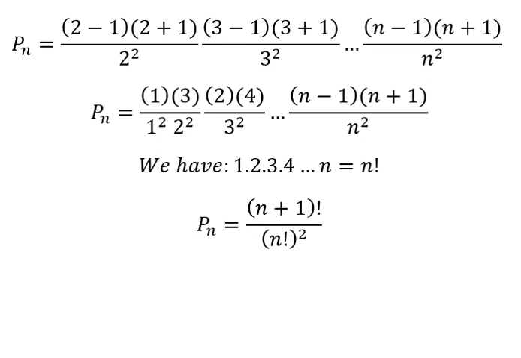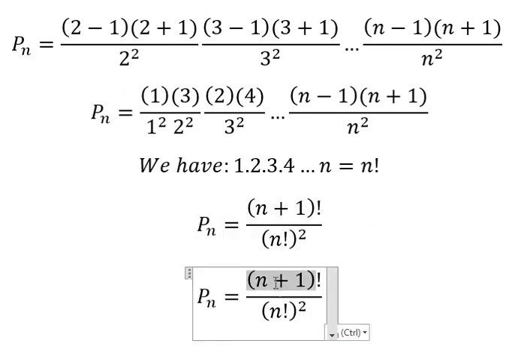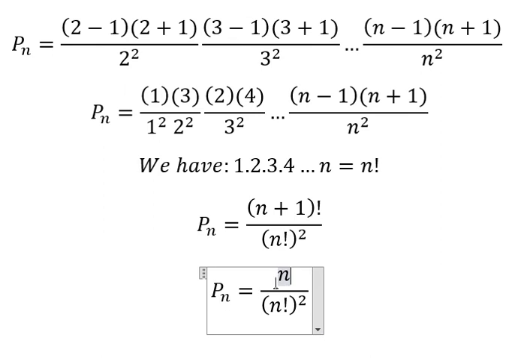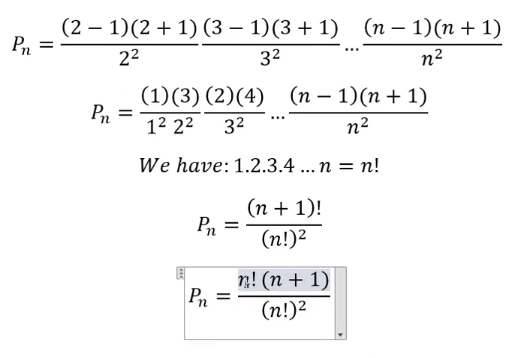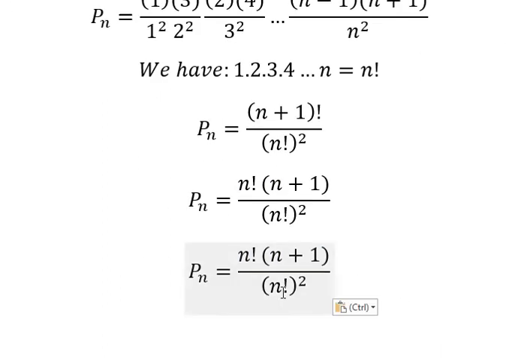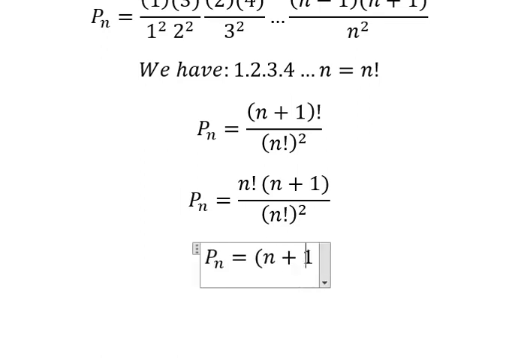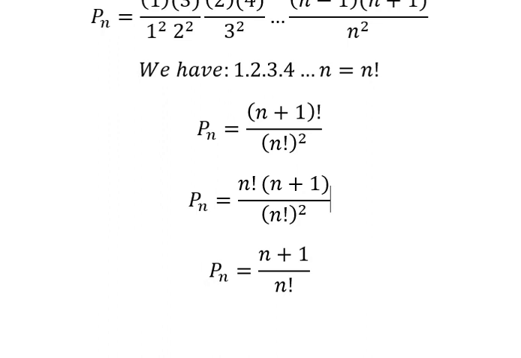So, we need to simplify. So, for this one, we can put n factorial multiplied by n plus 1. So, n factorial divided by n factorial in here. We have n plus 1 over n factorial. This is the end.